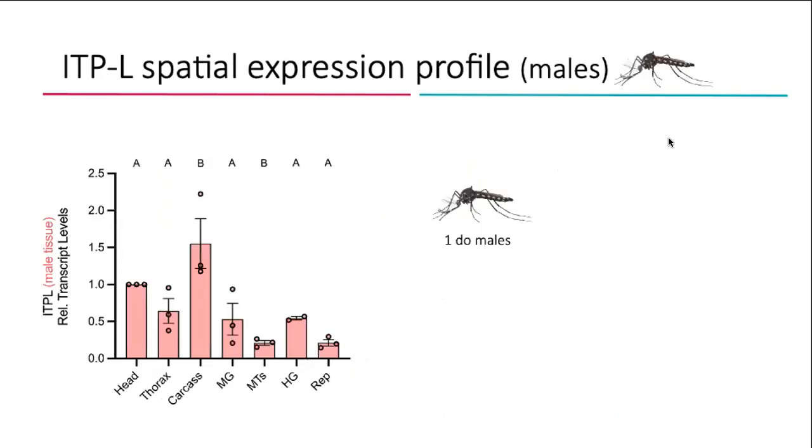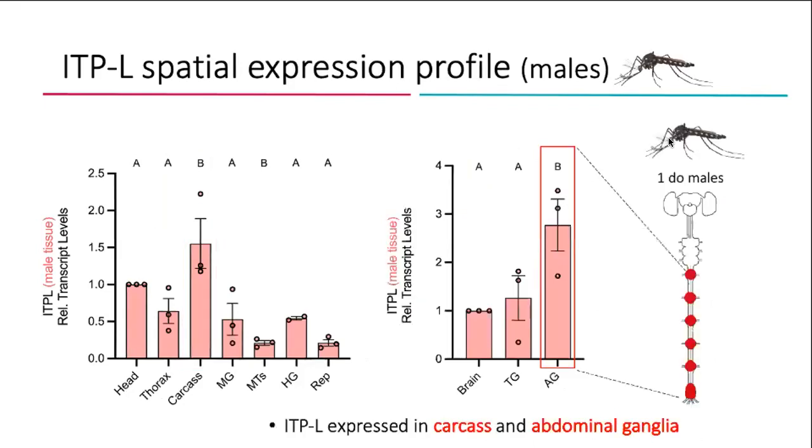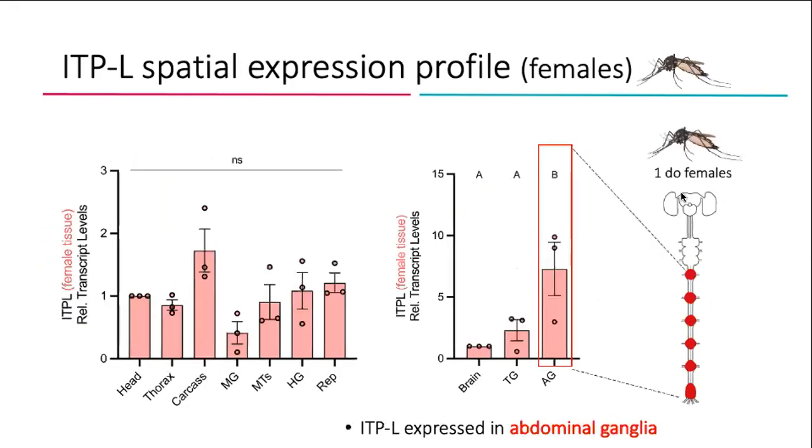Looking at ITP-L expression, we found highest expression levels in the carcass of the male mosquito, which does hold the abdominal ganglia, where we did see highest expression levels. And this was found in both the 1-day-old male and female mosquitoes.